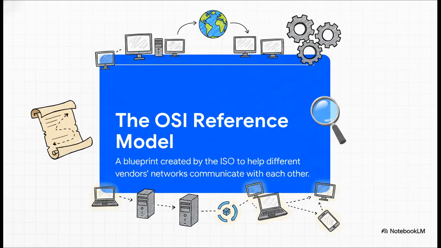So how did we fix this? Well, a brilliant solution came along called the OSI reference model. The easiest way to think of it is as a universal language for computers. It's basically a set of rules that every single device agrees to follow. This way, a message sent from any machine can be understood by any other machine anywhere on Earth. It's the rulebook that connects all the islands.